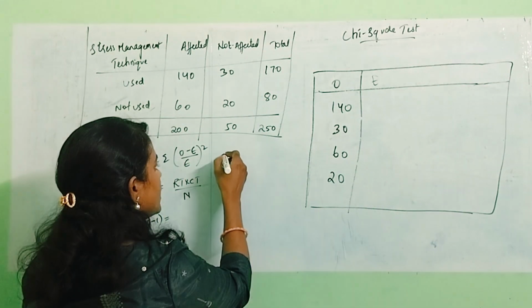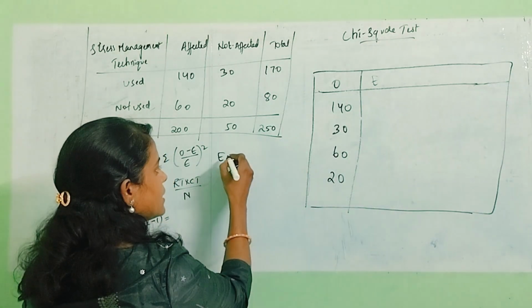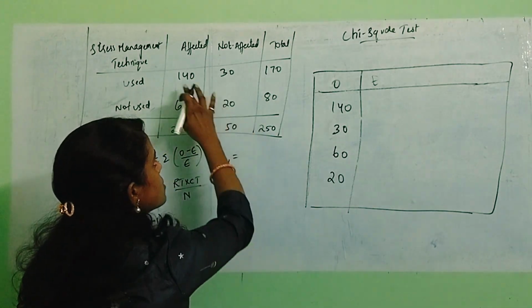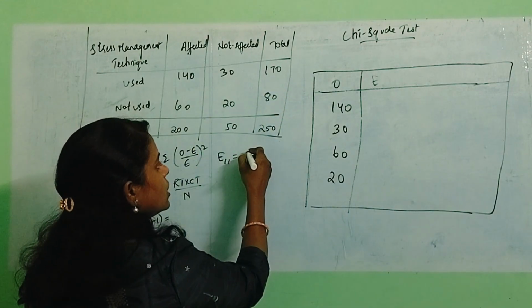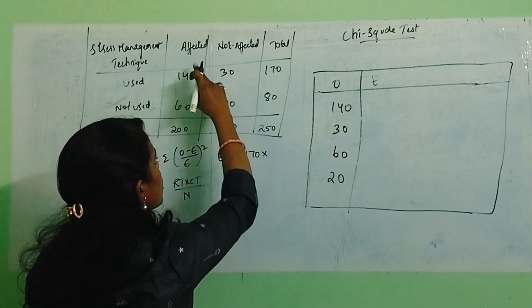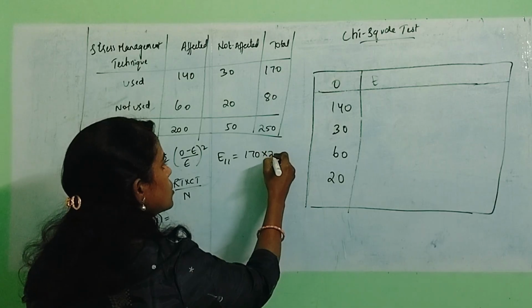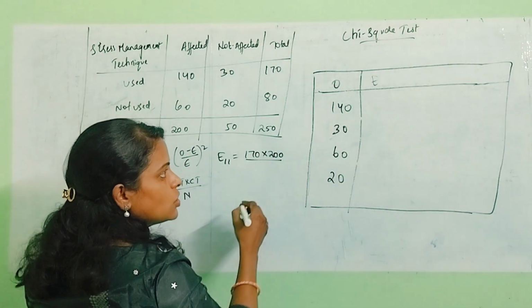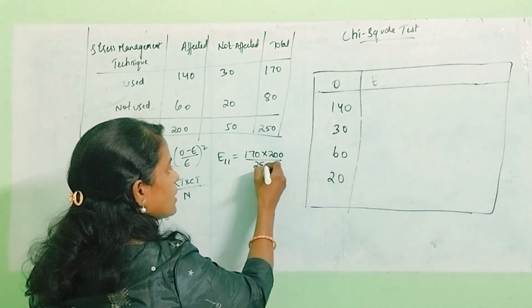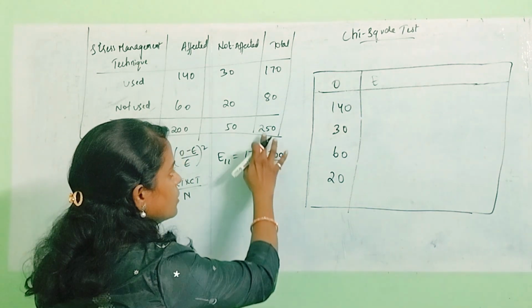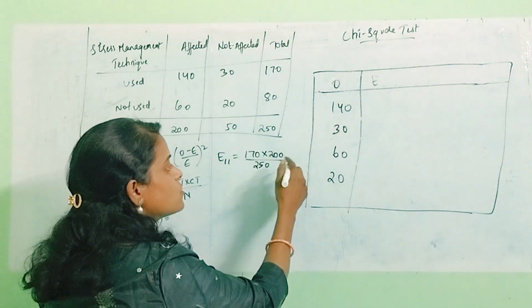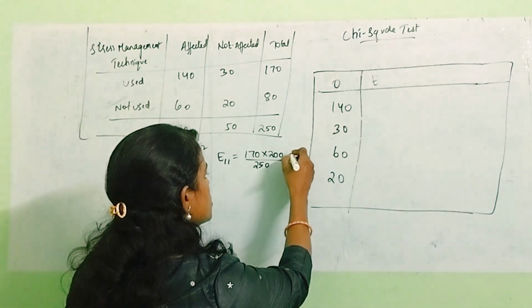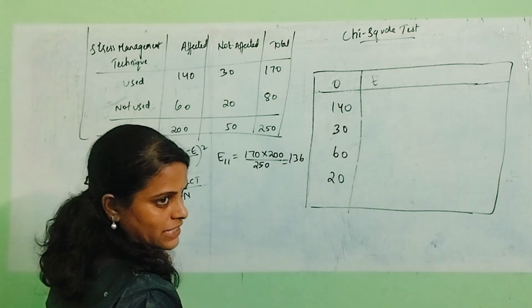So we will calculate E11, the expected value of 1,1. That is the row total, what is the first row total? 170, into the first column total, 200, by N. N is nothing but the total value, which is 250. So 170 into 200 by 250. What is the value? That is 136.